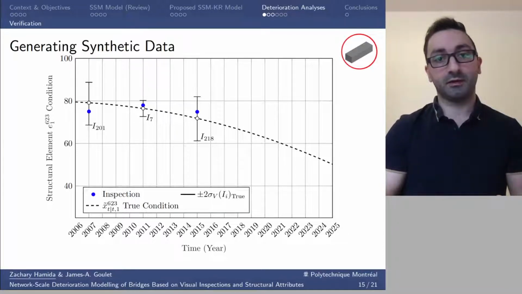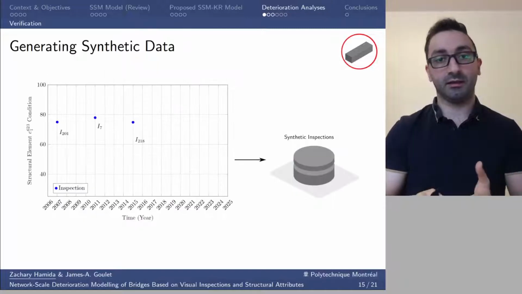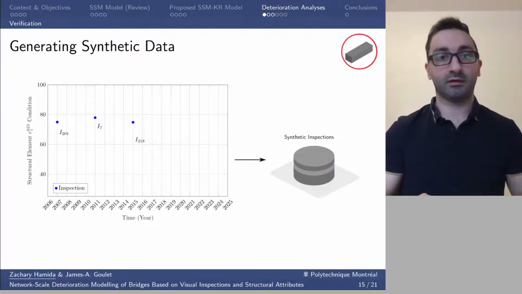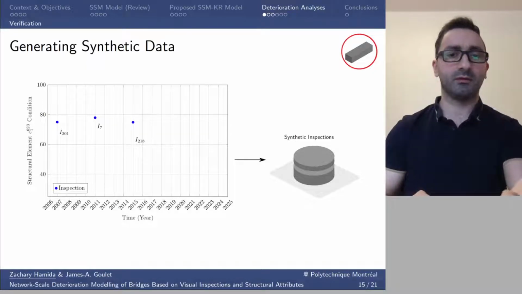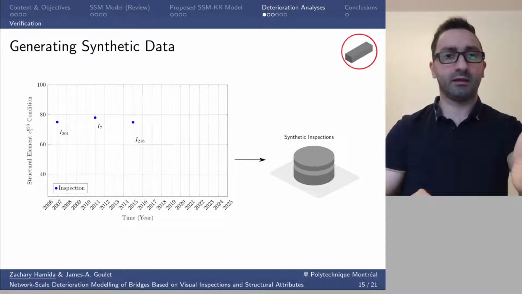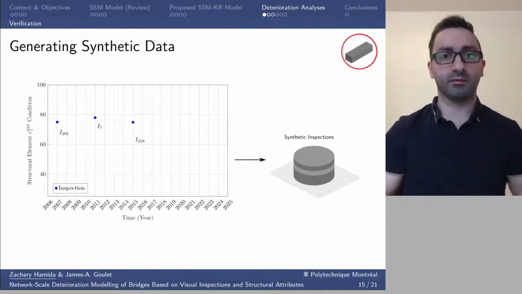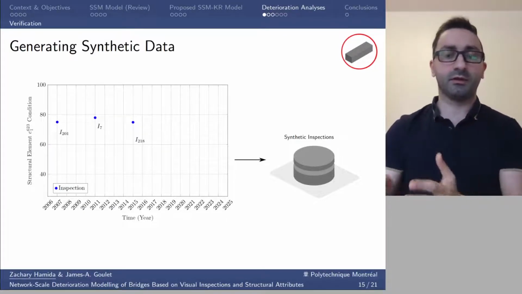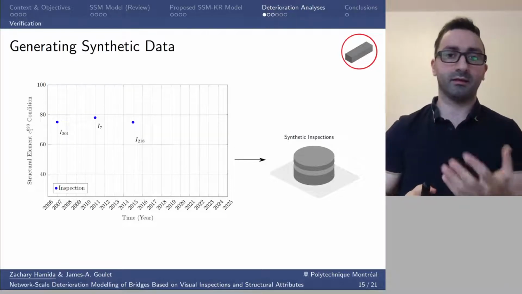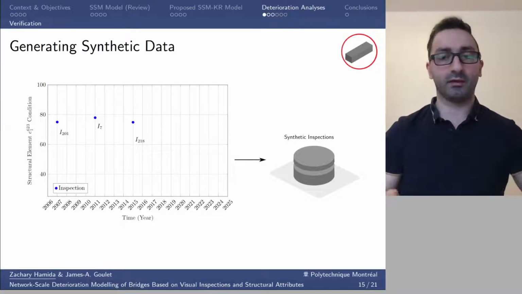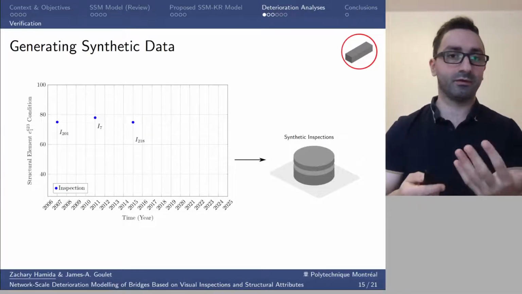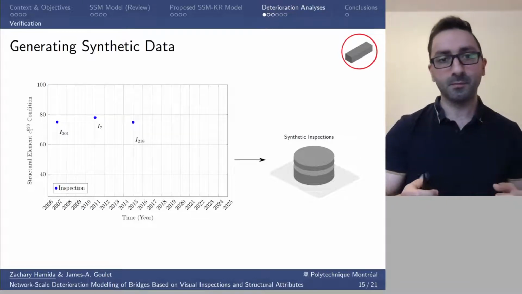So what we do after taking the sample is that we hide the inspectors' true standard deviations and the true deterioration curve, and we will end up only with the inspector ID and the inspection data represented by the blue points. So it's really similar to the real case. And we store this into the synthetic database that we have. Based on the same method, we generate thousands of structural elements that would allow us to verify our model performance.